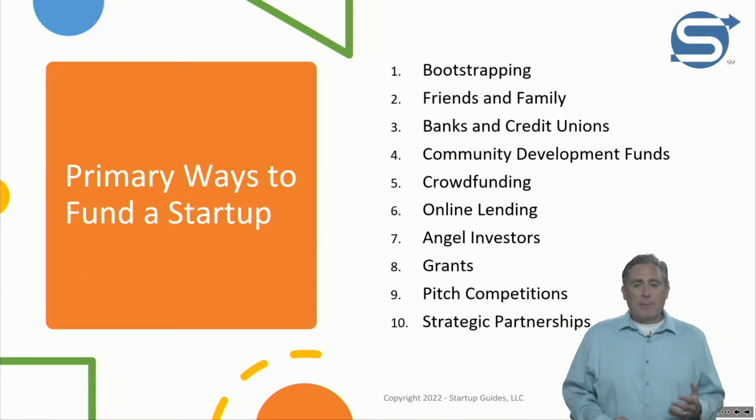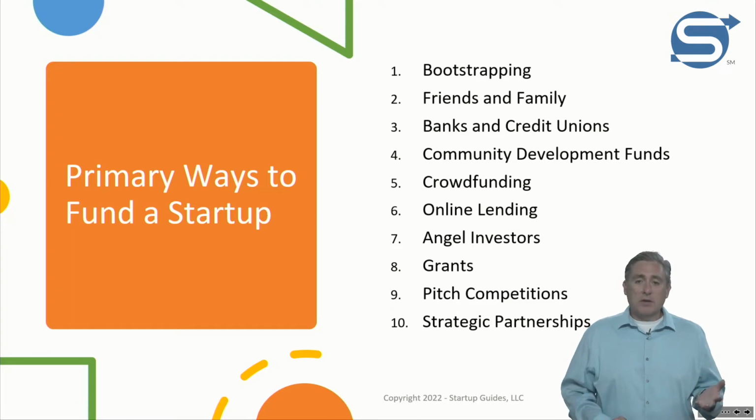So first of all, bootstrapping, which I alluded to a few minutes ago, is when people are actually utilizing their own funds. And then you can use friends and family money. You can use banks and credit unions, community development funds. There's what's called crowdfunding, which we'll talk about what that is in a moment. Online lending of money, where people can obviously go online and get money from different institutions that want to lend to founders. There's angel investors. So if we think of Shark Tank, for example, they're an example of angel investors.